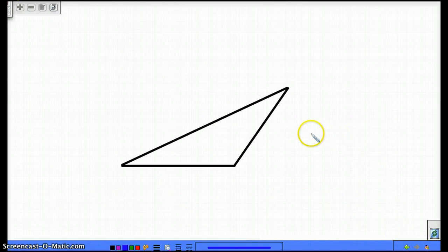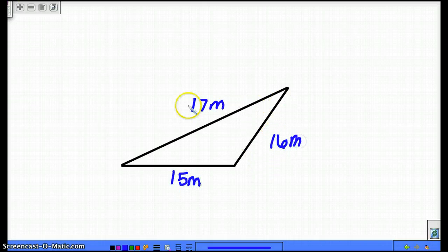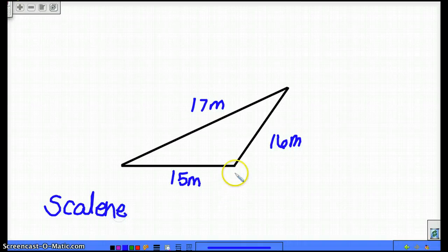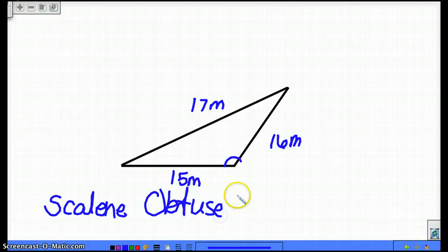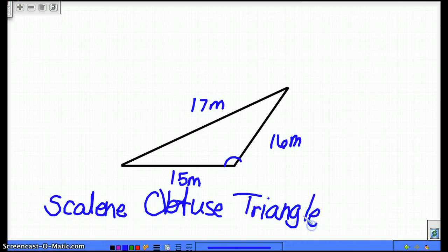This one here, let's say that this side was 17 meters, this side was 15 meters, and this side was 16 meters. And that shows their actual measurements of the sides. Well, that would tell us again, no equal sides, scalene, and this one angle right here, that is an obtuse triangle. Again, you can look in your book if you need more examples on page 444 and 445.